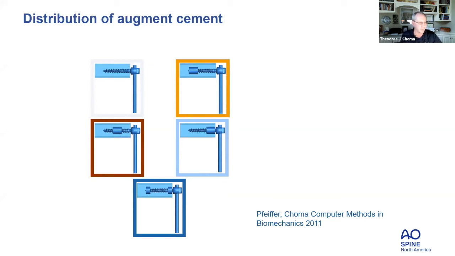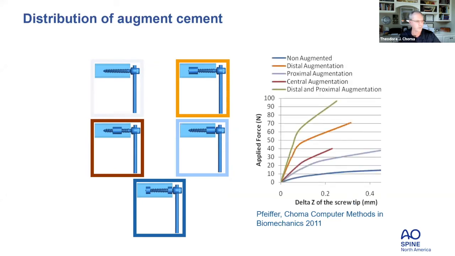We also did some finite element modeling of the effect of where the cement is with regard to the screw, and in the finite element modeling, it was clearly best if you could get, I outlined here in this orange box, if you can get the cement nearer the screw tip.